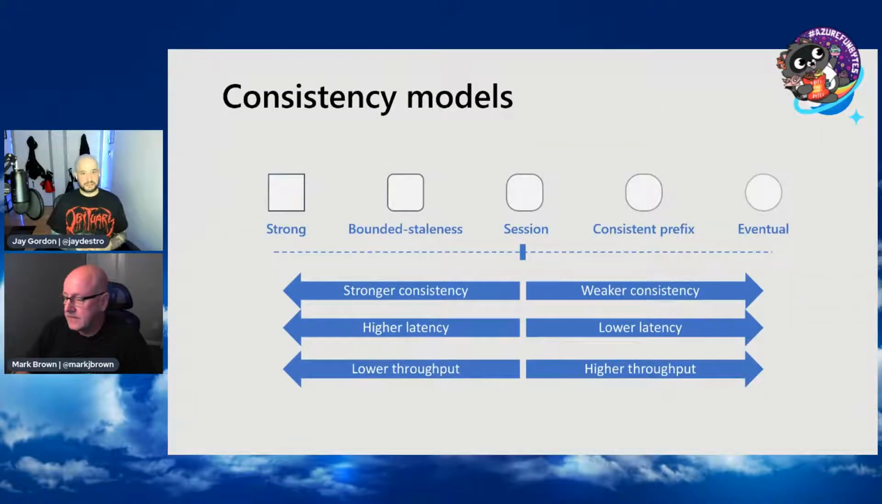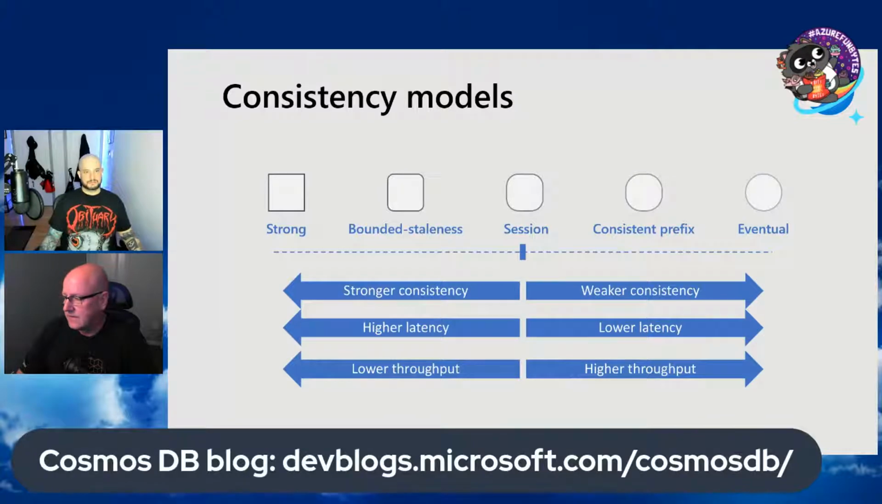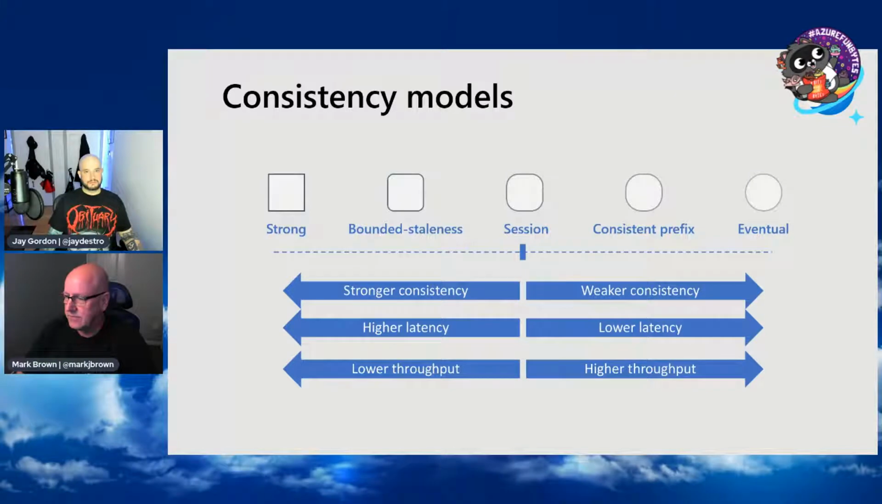Right. And that's a great segue, because the other thing I wanted to talk about is the way you dial this up and down is with the consistency models. As your video stated, most other cloud databases provide strong or eventual, which is basically two ends of the spectrum. And of course, like anything in distributed computing, there are trade-offs. As you go up and down this slider, there are trade-offs from consistency: stronger or weaker, higher or lower latency, and higher or lower throughput.